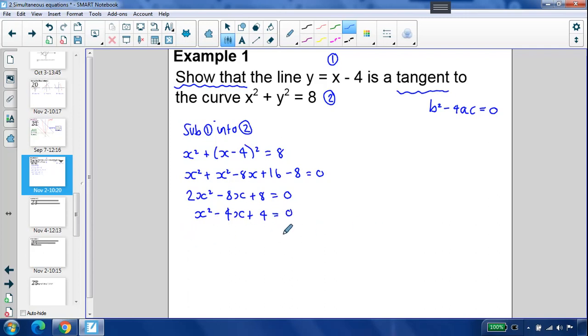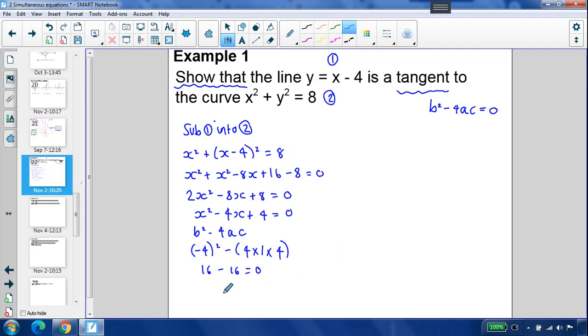Now this is a resulting quadratic, so I'm going to calculate the discriminant, and it should be equal to 0. So b is minus 4, so minus 4 squared minus 4 times a, which is 1, times c, which is 4. Well, minus 4 squared is 16, and then we've got 4 multiplied by 1 multiplied by 4, which is 16. And that equals 0.